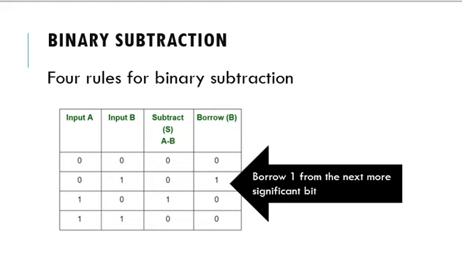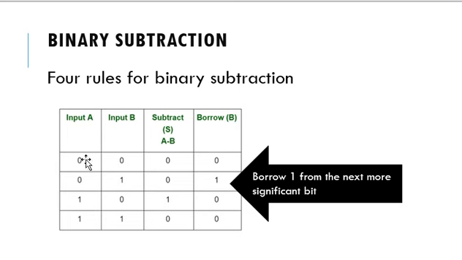Take note of these four rules for binary subtraction before we start. So we have them simplified in one table. This is for input A, for input B, this is the result, and this is if we need to borrow a number.